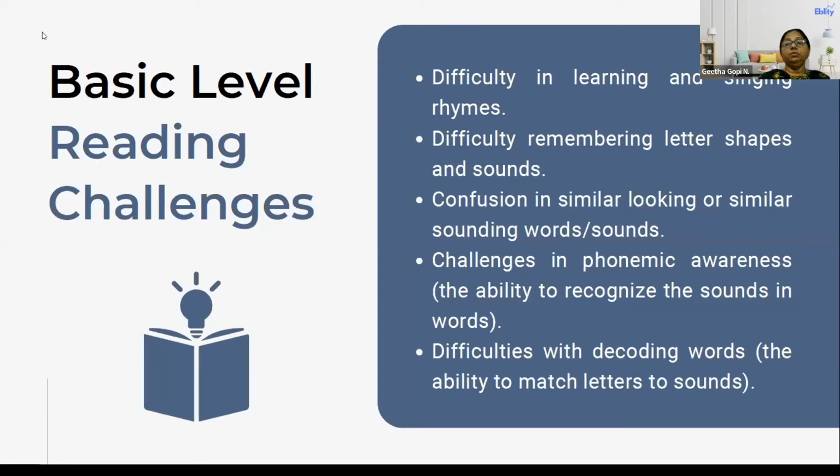Difficulties with decoding words, that is, being able to match the letters to the sounds and using sounds to actually sound the word out or decode what the word is based on the letter-sound association. So all these are indicators of reading challenges, and these are some of the very commonly seen reading challenges in children who have reading difficulties.